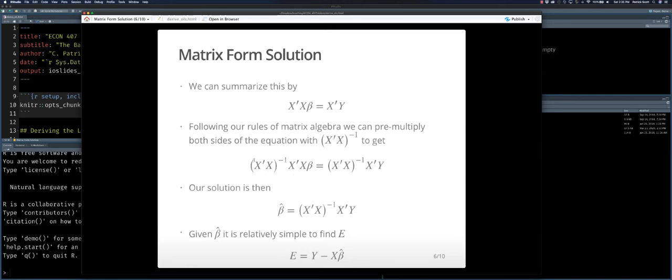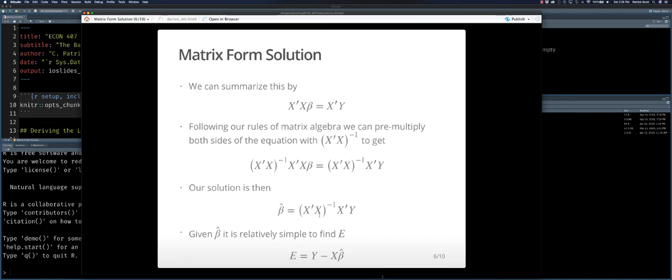When we do so, the product of x prime x inverse times x prime x is equal to what we would call an identity matrix. And in matrix terms, this is the matrix equivalent of multiplying by 1. And so we are left with an estimate for beta hat equal to x prime x inverse x prime y. And this is a relatively well-known result.